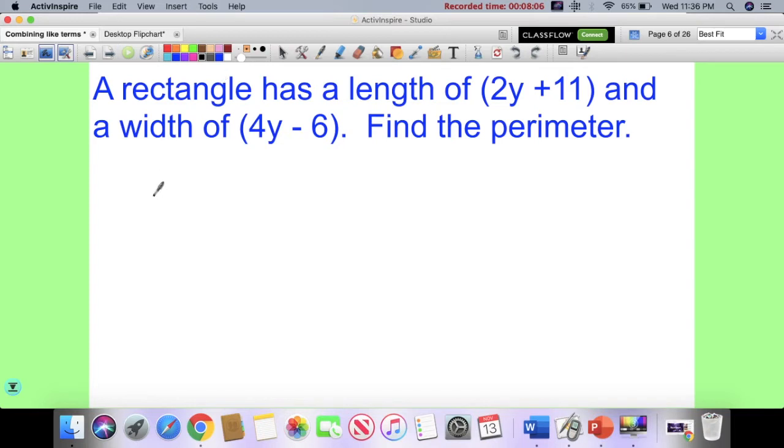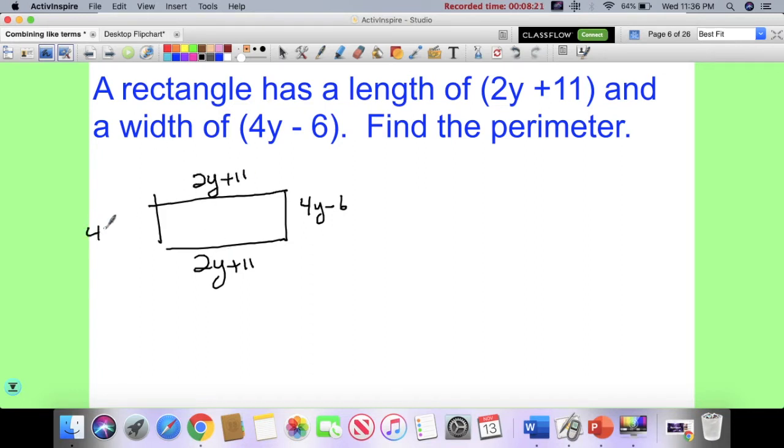So it's nice if you draw. So here's a rectangle. The length is 2y plus 11. The width is 4y minus 6. Find the perimeter. Well, to find the perimeter, what do we do? Well, if I know this is that, I know this is this, and then I know this is this, yeah? To find the perimeter, we add all the sides, so let's do that.